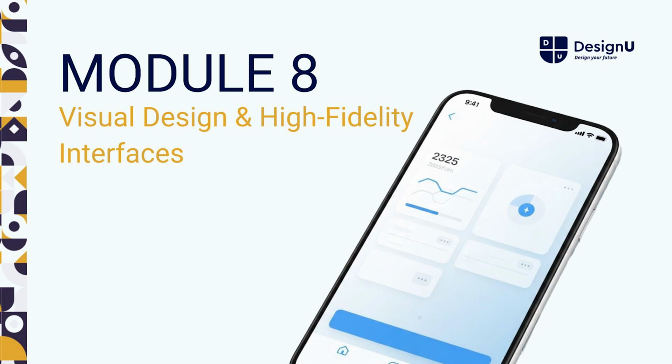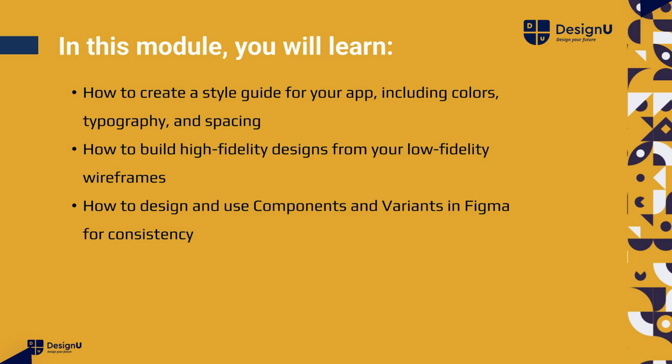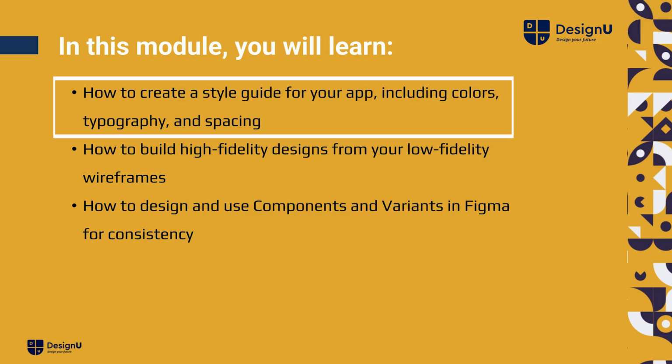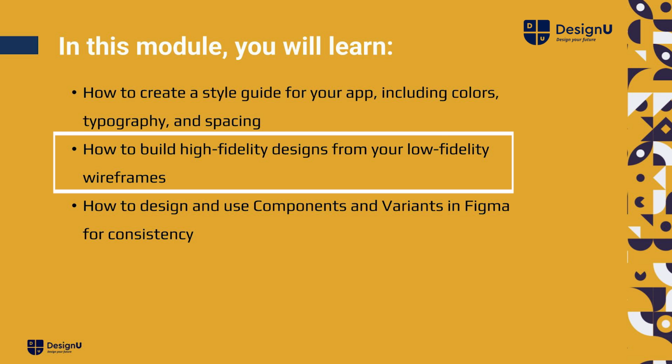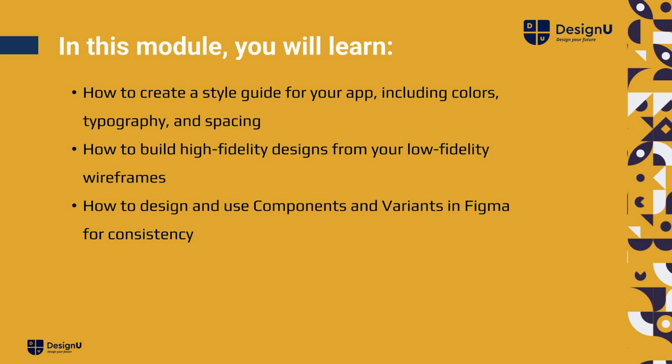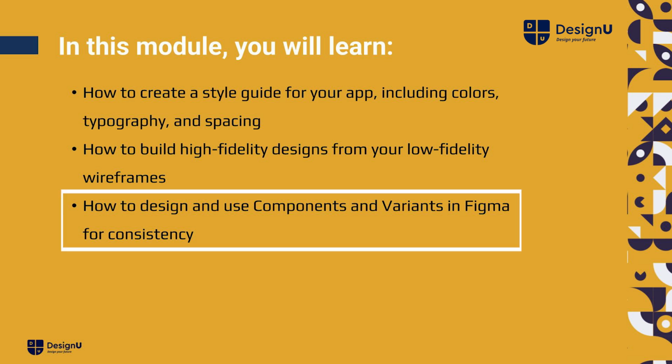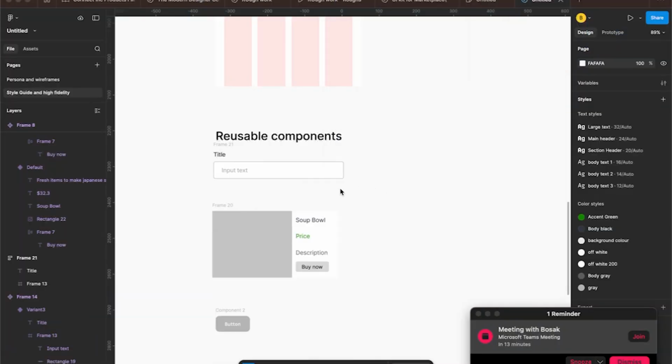Welcome to Module 8. In this module, we'll be looking at visual design and high-fidelity interfaces. So you'll be learning about how to create a style guide, which is like a guideline for your application, which includes colors, typography, and spacing. How to build high-fidelity designs from your low-fidelity wireframes, and how to design and use components and variants in Figma for consistency. So in this section, we'll be creating reusable components.